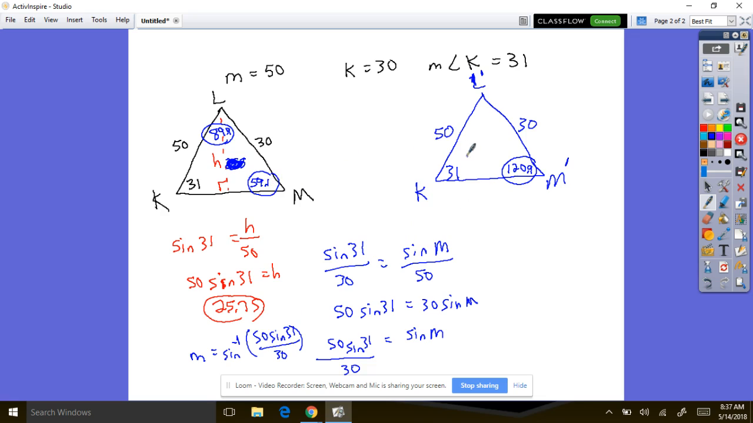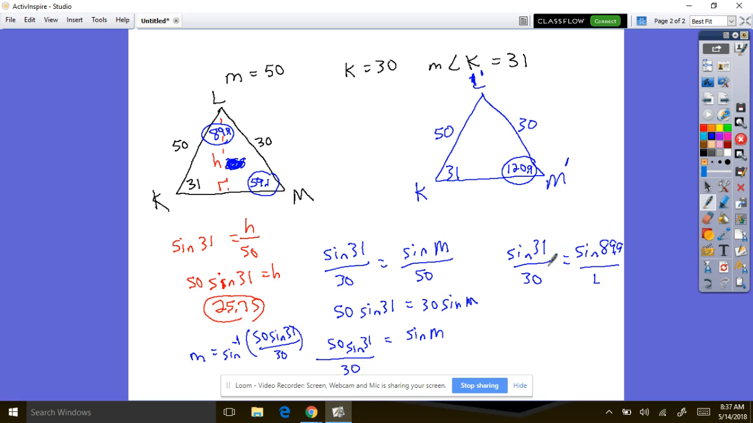Because this is your second triangle. And you got 89.9 by adding 59.1 and 31, and then subtracting that from 180. And now you have to find this missing side. So what do we do? Law of sine, right? Sine 31 over 30 equals sine of 89.9 over L, or little l.